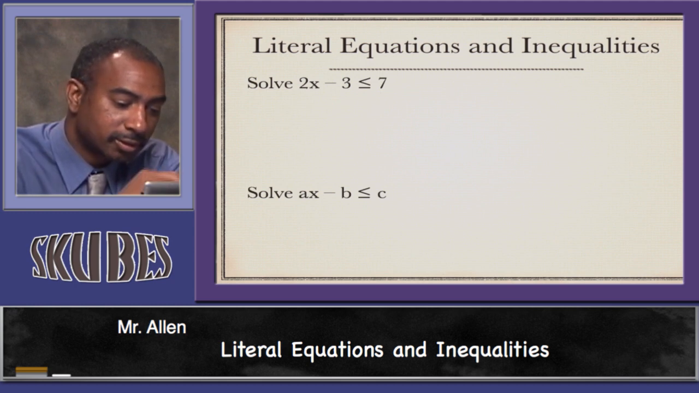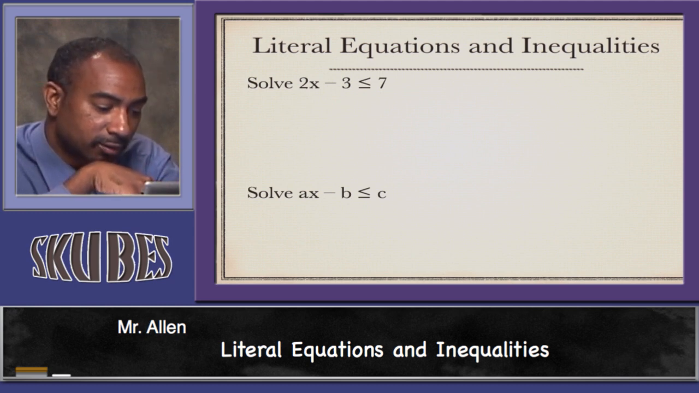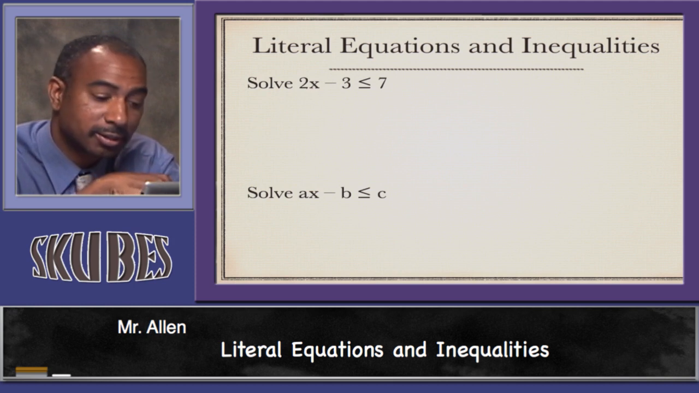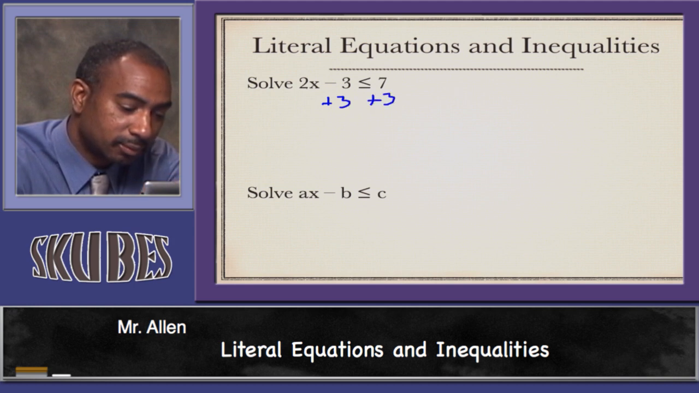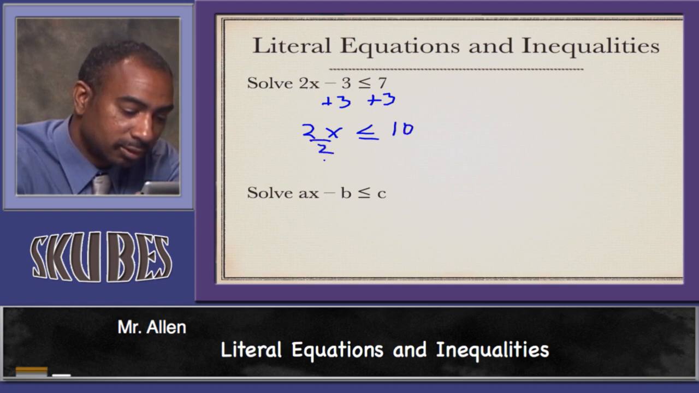All right, similarly, solve this. You have solve 2x minus 3 is less than or equal to 7. So you're going to add 3 to both sides. So you have 2x is less than or equal to 10. You divide 2 to both sides, so x is less than or equal to 5.